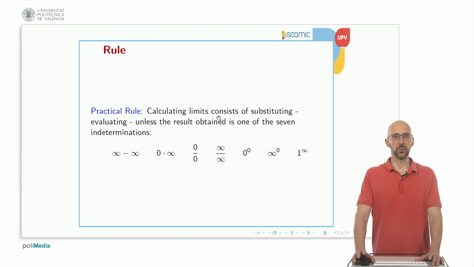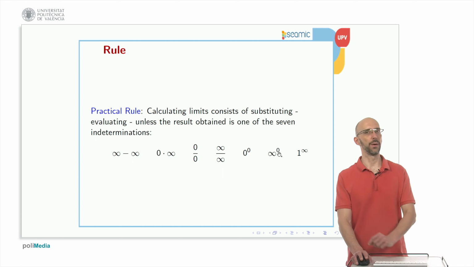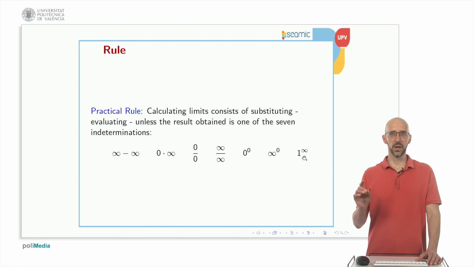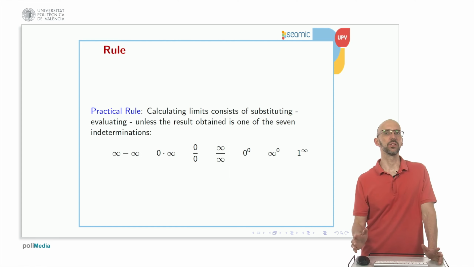When are we going to deal with indeterminations? Here on this slide you can see 7 indeterminations. One is infinity minus infinity, 0 times infinity, 0 over 0, infinity over infinity, 0 power 0, infinity power 0, and 1 power infinity. Be aware that sometimes you see this too easily.